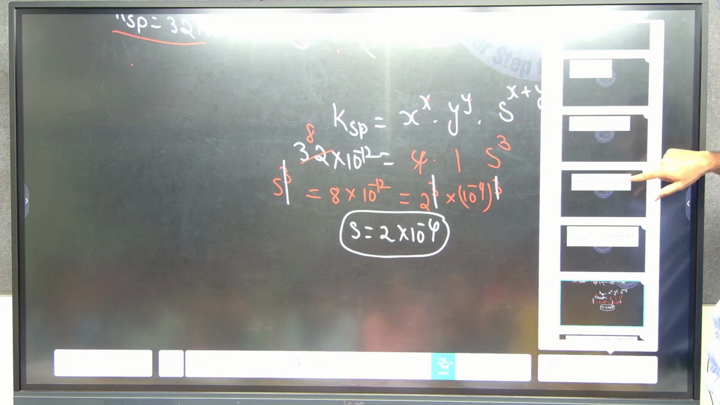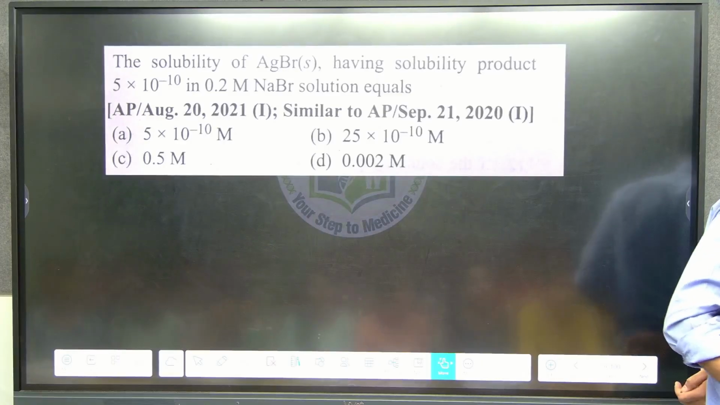Okay. So here one more model question is there. Just listen to me here. This is the one last question from this chapter.